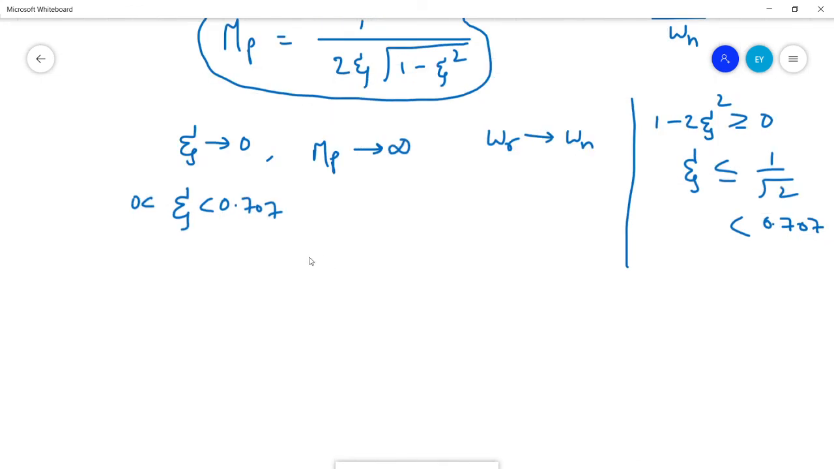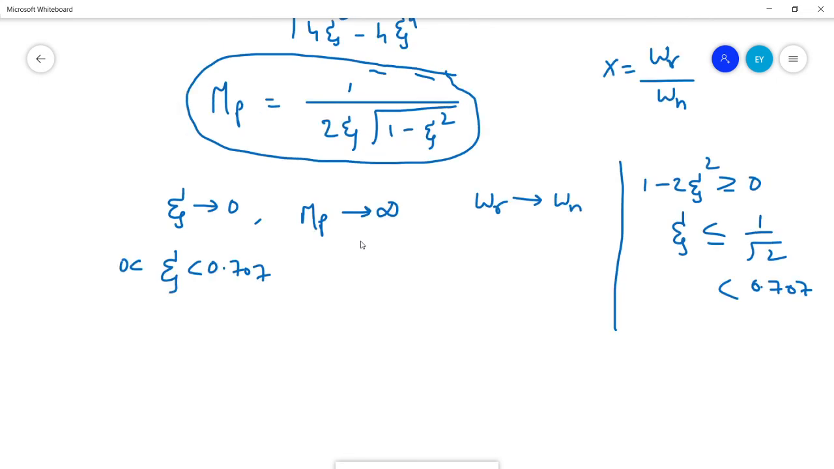Then, if the zeta value is lying in between 0.707 and 0, if you substitute any value in between, what you get is that the maximum peak Mp will be greater than 1. Substitute here and check it, any value, because the denominator is having a lesser value, therefore the numerator will be higher, and Mp should always be greater than 1.